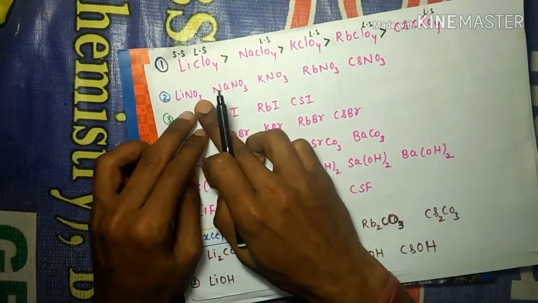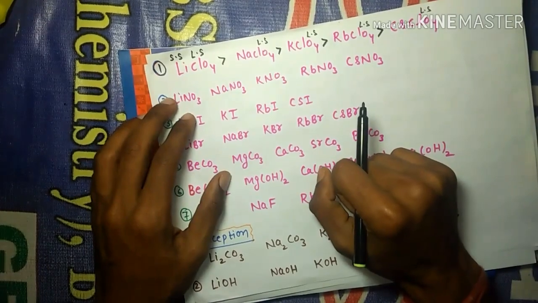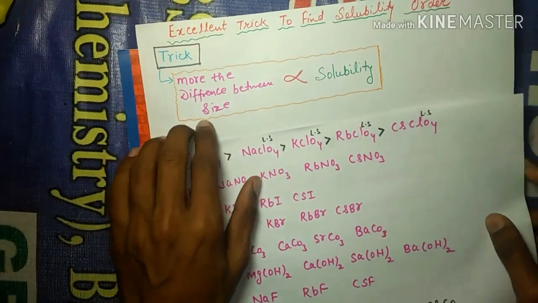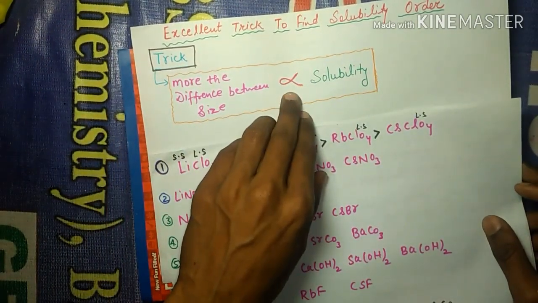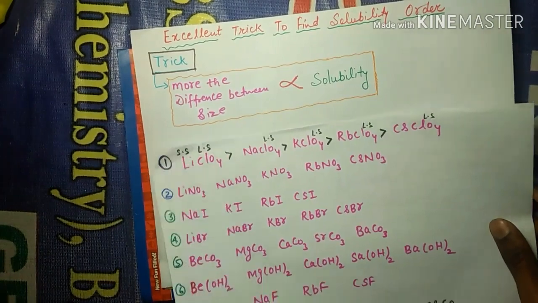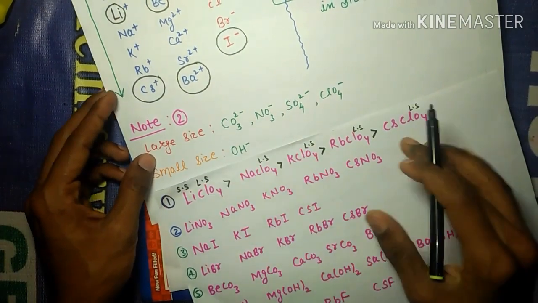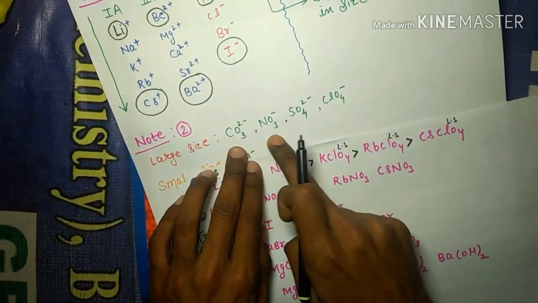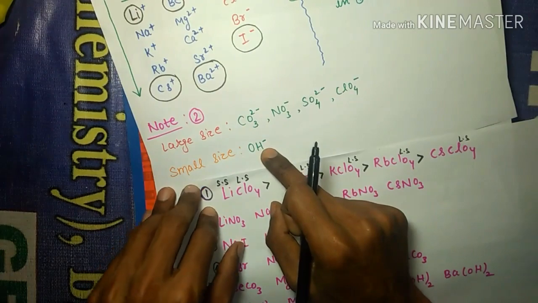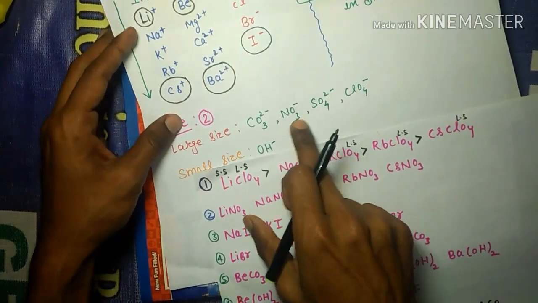Now the second question is LiNO3, NaNO3, KNO3, RbNO3, CsNO3. Now we have to compare the solubility order. So the trick is, the more the difference between the sizes, the more it is directly proportional to solubility. And we know that NO3 minus has a large size. So CO3 2 minus, NO3 minus, SO4 2 minus, ClO4 minus have a large size and OH minus is a small size. So in this question NO3 is given, so NO3 belongs to large size.